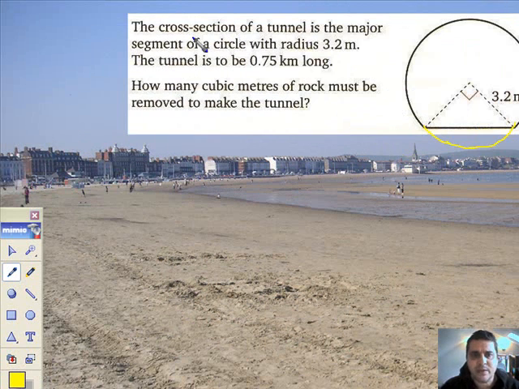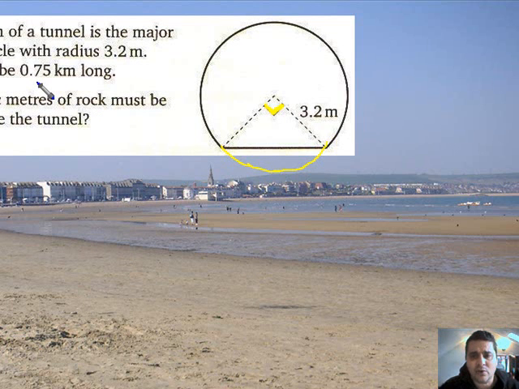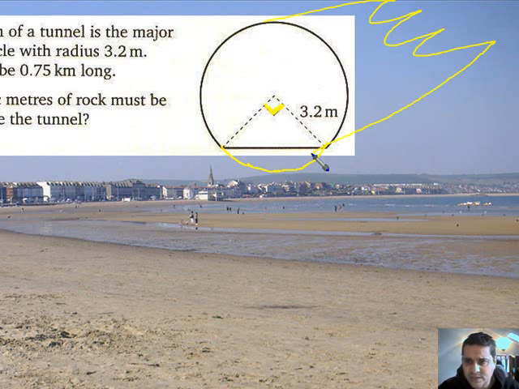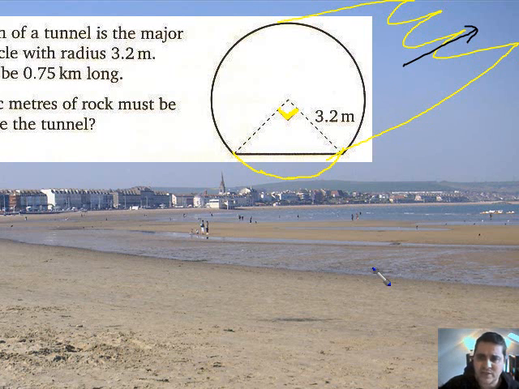Now, here we go. The cross section of a tunnel is the major segment of the circle with radius 3.2. The angle is a nice easy 90 degrees. We can handle that. And the tunnel is to be 0.75 of a kilometre long. So imagine this going back, off into the screen, into the distance. Imagine it's a great big cylindrical hole. That's what's happening in the story.